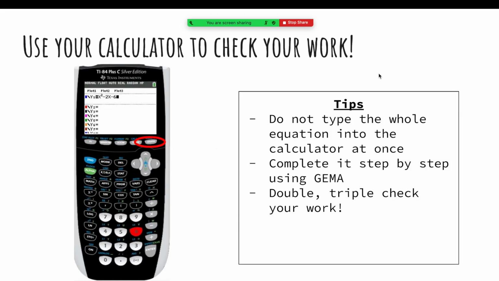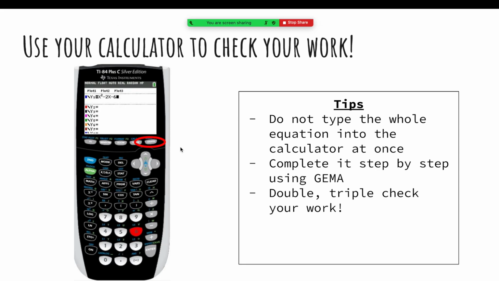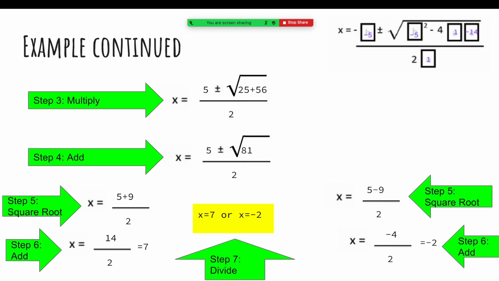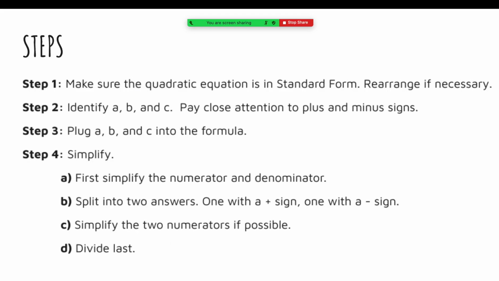So again, here are the tips with your calculator. Use the calculator to check your work, right? If you're using a graphing calculator, you can physically graph it. You can also just use the Desmos calculator. Do not type the whole equation into the calculator at once, not for the graph, but that's for when you're doing this. Don't just type this into a calculator. It's going to be more likely that you'll make a mistake. Use Gemma and double and triple check your work, because using the quadratic formula is something that students make mistakes on very, very often.